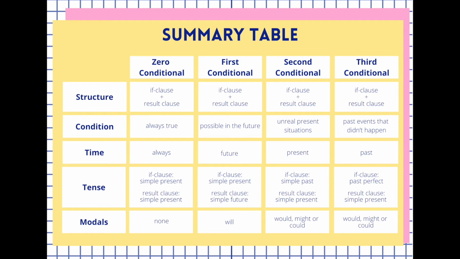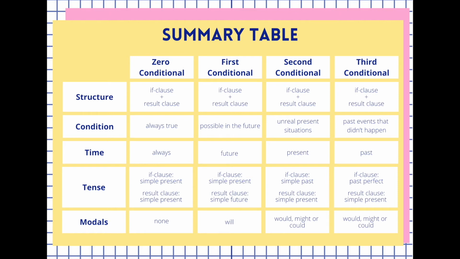The other three are all about possibilities, with the first conditional being used for events that are pretty likely to happen in the future, and the second conditional being used for situations that might happen in the present but are not happening right now. Finally, the third conditional is used for past events that did not happen.